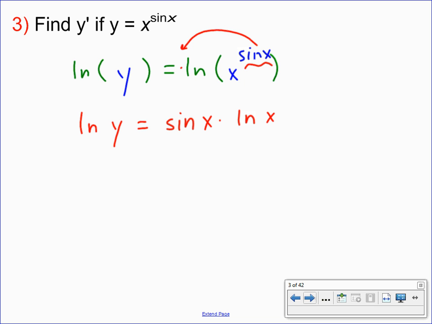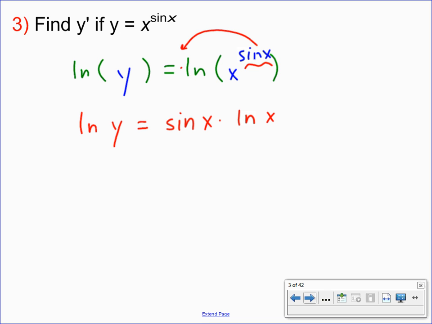Step 3, now we're ready to differentiate both sides with respect to x. And so when we differentiate the left-hand side, because that's not ln of x, but ln of y rather, we have to use the chain rule, because we're differentiating an expression with y in it, which is itself a function of x.